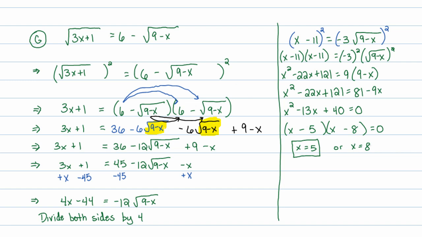So let's plug in now x equals 8. 8 times 3 plus 1, that's 25. Square root of 25 is 5. And I want to know, is this equal to 6 minus the square root of 9 minus 8? It's the square root of 1, which is 1. Is 5 equal to 6 minus 1? Yes, it sure is. So here is another solution, not extraneous.